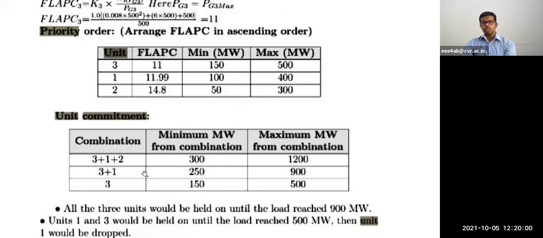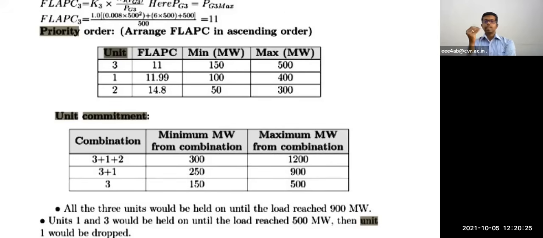Say for example, 3 plus 1, you want to maintain in this combination. That is also possible because for 3 plus 1 the minimum combination is 250. So here the minimum combination is 300. Okay, so that is also satisfied. Here the maximum combination for 3 plus 1 is 900. Here it is 1200. That is within the 900.